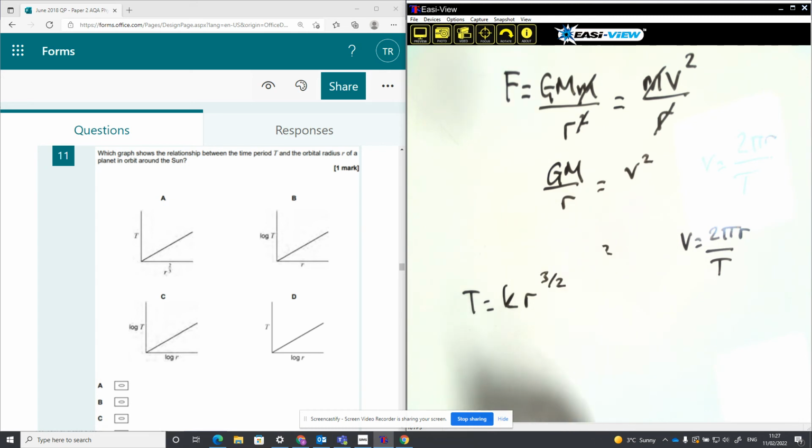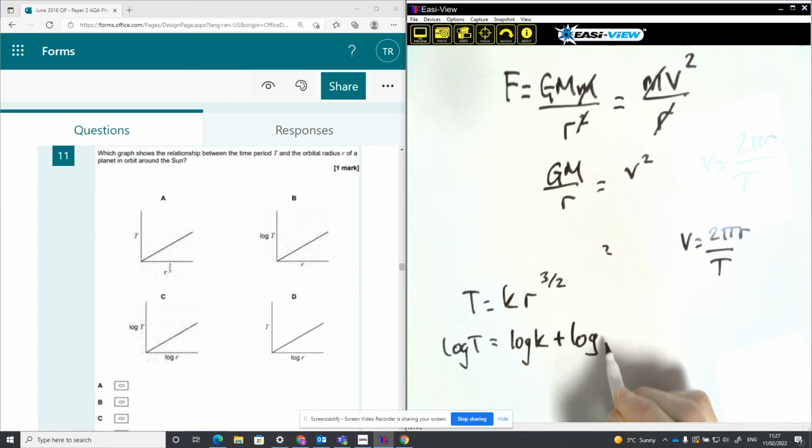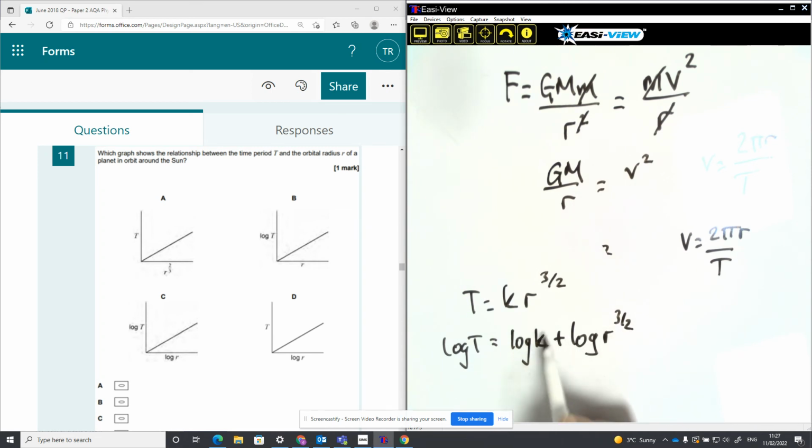Then if I look at C, if I take logs of both sides, I get log of T is the log of some constant plus the log of r to the 3 halves, and that 3 halves can come down to the front. So that would be a straight line. It doesn't go through the origin because we've got this log k, but this is the only one that will give us a straight line. D doesn't work for the same reasons that B doesn't.